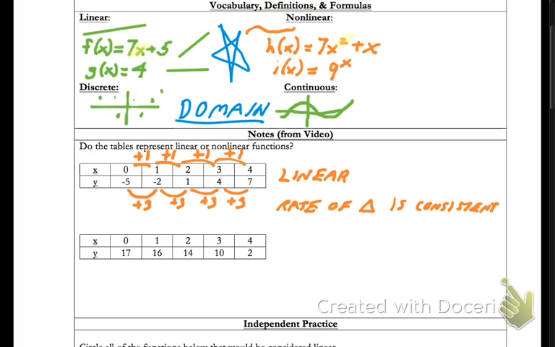Let's take a look at our second example. Our second example goes from 0 up to 4. And notice again we're going up by 1, so that's good. We're consistent there. It doesn't always have to be the case. But on the bottom here, we're going down by 1, which is okay to go down. But we're going down by 2, down by 4, down by 8. So this is an example of a nonlinear function.